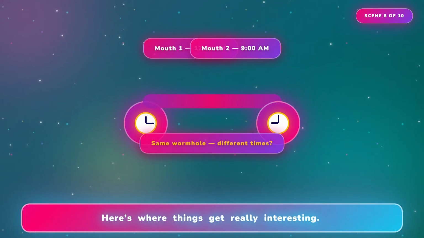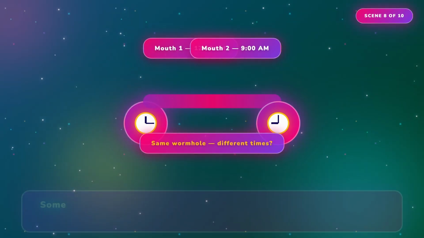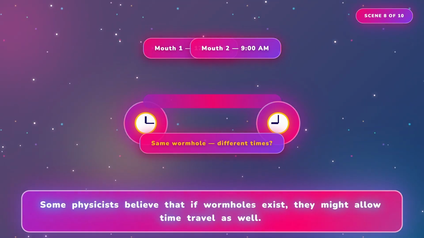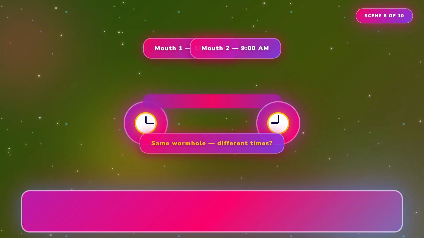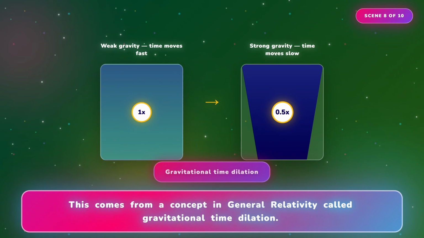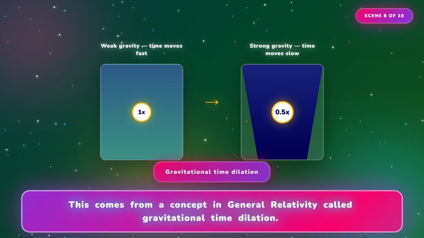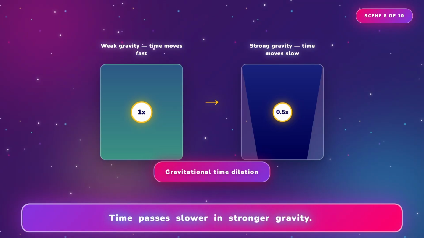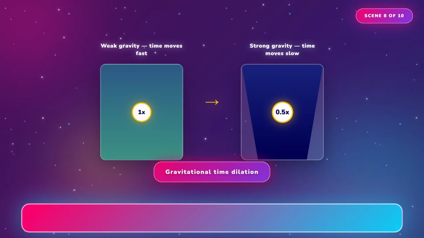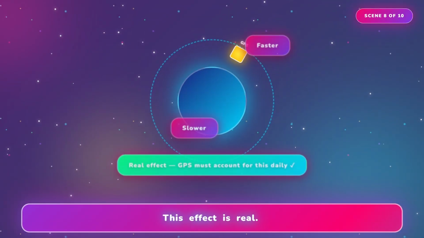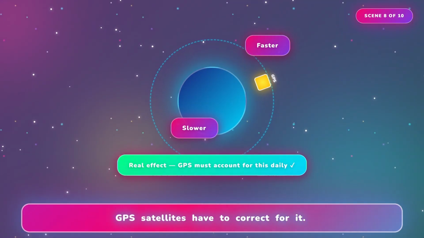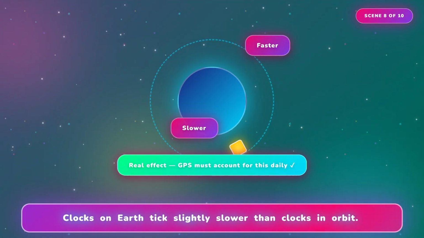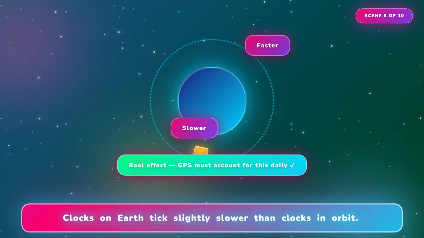Here's where things get really interesting. Some physicists believe that if wormholes exist, they might allow time travel as well. This comes from a concept in general relativity called gravitational time dilation. Time passes slower in stronger gravity. This effect is real. GPS satellites have to correct for it. Clocks on Earth tick slightly slower than clocks in orbit.